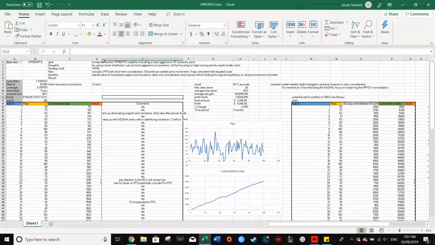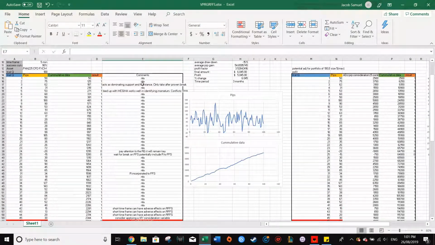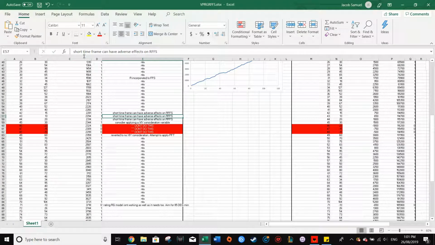So what I do is I draw what strategy I'm doing. That's just the first letter of everything that I'm using, and then kind of what the goal is. So to improve current model, include more aggressive take profit and entry points, and then you jump straight into testing. Try and make comments about what could potentially work and what couldn't. So at this point here, I went FS, which is Fibonacci spiral, acted as a dominating support and resistance, only take after proven break. So that is telling me I'm setting a law for my strategy.